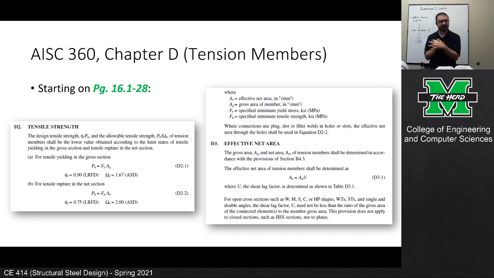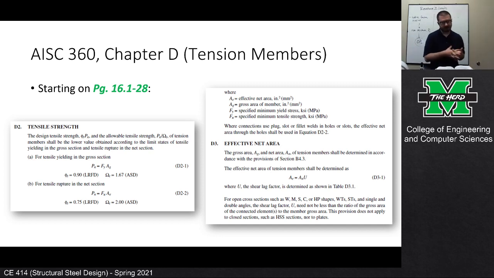Okay, so D2 states the design tensile strength, φPn, and the allowable tensile strength. First off, anytime that you see allowable strength, that refers to ASD, and anytime you see the Greek letter omega, that's allowable stress design. In this class, we're just going to ignore that because we're just using LRFD. So if you ever hear me read over that, it's because for our purposes, it doesn't matter.